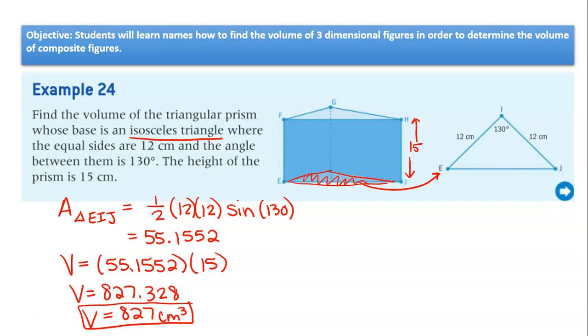So again, anytime it's a prism, just find the area of the base and then take it times the height. And don't do your 3 sig figs till you get to your final answer that they're asking for.